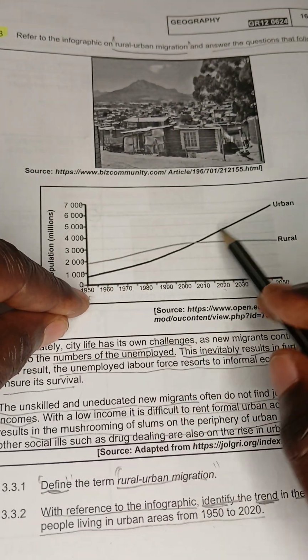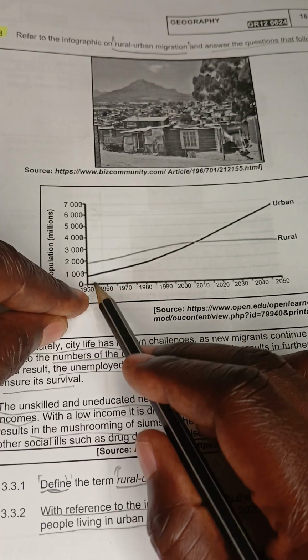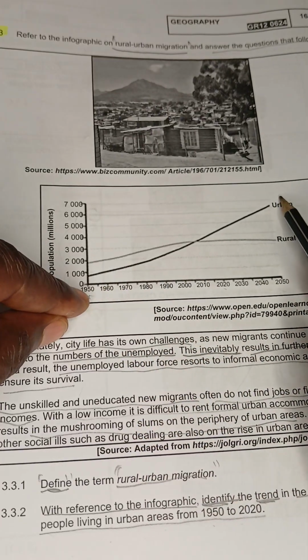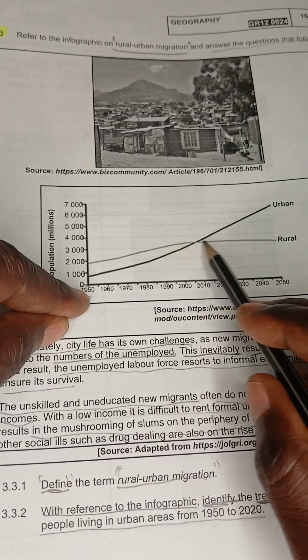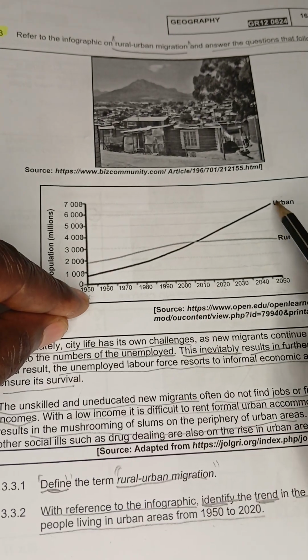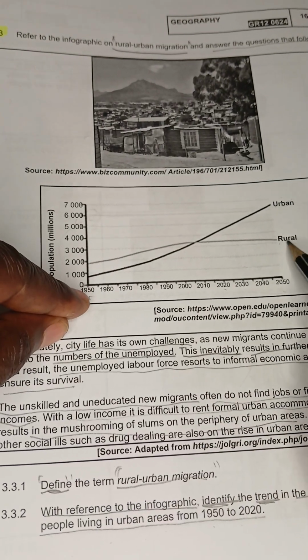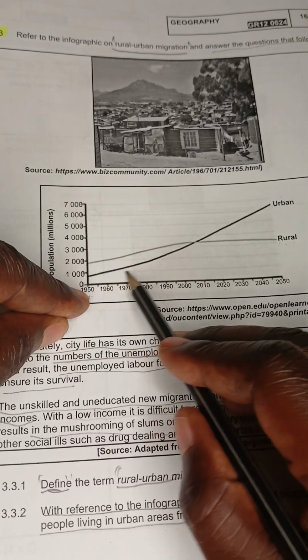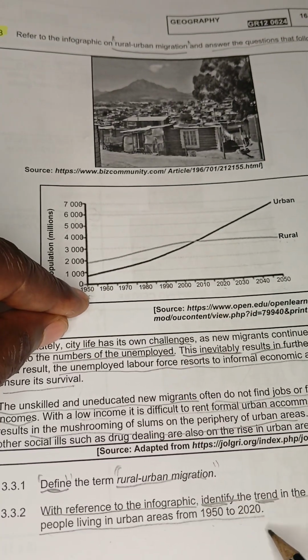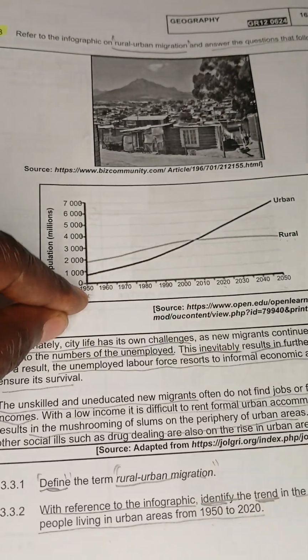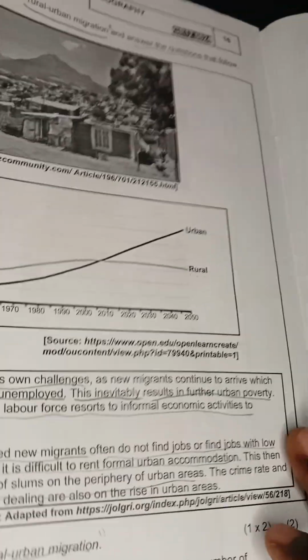So this is where it starts, 1950 to 2020. You can see, if you check here, it's increasing from 1950, it's going upwards. This is your urban. So make sure that you do not use the line that shows the rural. You have to check which one shows urban and which one shows rural. You can see that there's been an increase. So your answer there is increasing. You get your mark. Okay, let's move on to the next one.